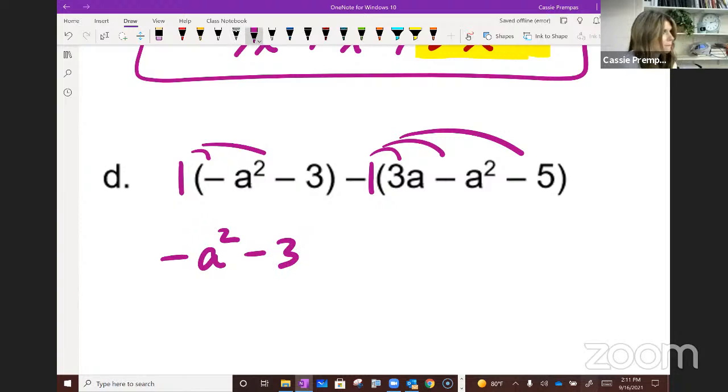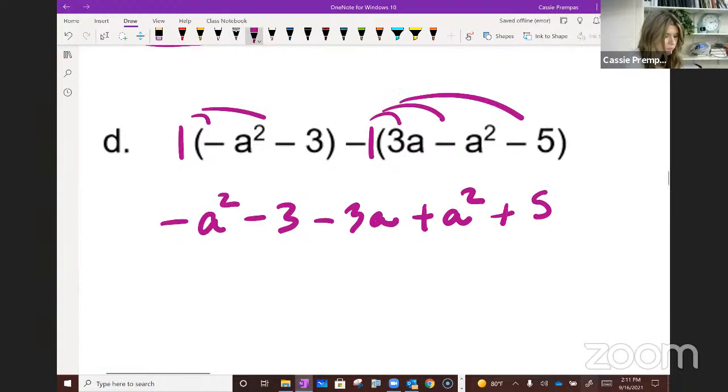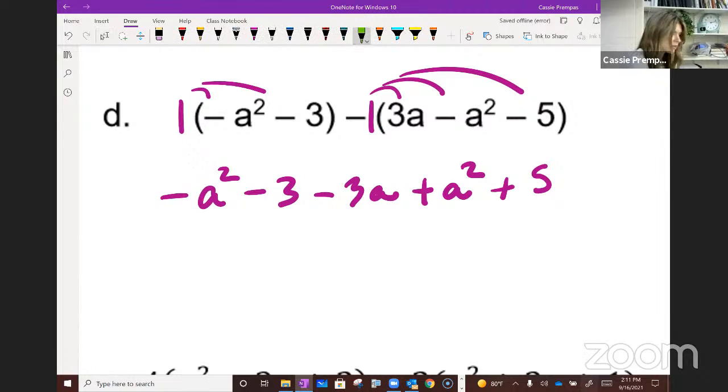back. But the next set of parentheses, because there's a negative in front, I have to be very careful in distributing. So -1 times 3a will give me -3a. A negative times a negative is a positive, so I'll have plus a squared. A negative times a negative is a positive, so I'll have plus 5.